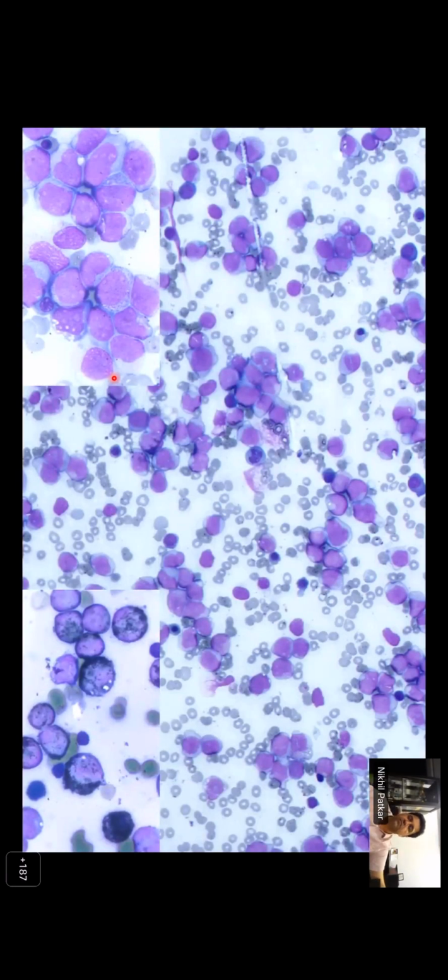So the last case is a 31-year-old male with anemia and leukocytosis. Who's going to speak on this? Yes, sir. A 31-year-old male presented with anemia, with leukocytosis detected on CBC. This is a peripheral blood film showing the leukocytosis with increasing blasts, having a high N:C ratio, immature fine chromatin, and round nuclei, with some showing indentation.